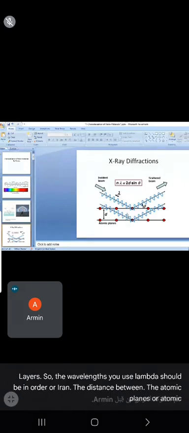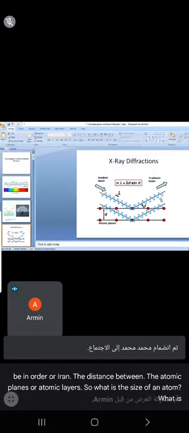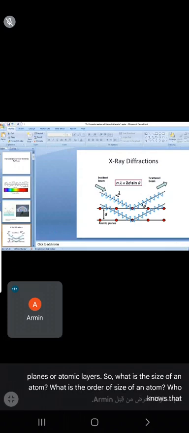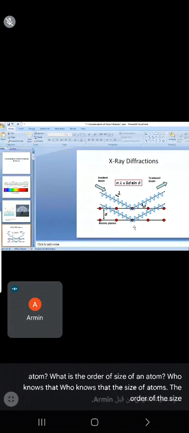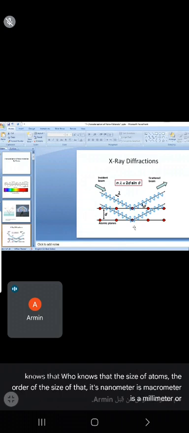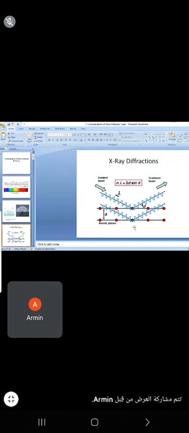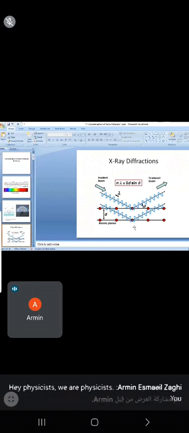So what is the size of an atom? What is the order of size of an atom? Who knows that? Who knows the size of atoms? Is it nanometer, or micrometer, or millimeter, or meter? What is the size level of an atom?